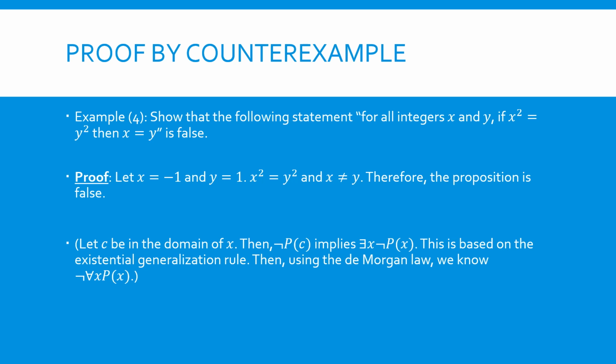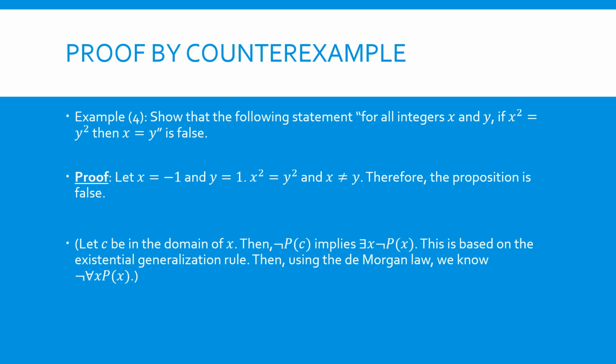Note that the proposition is a universal statement, which says that all elements in the domain should satisfy the proposition. To disprove it, we only need to provide an element from the domain and show that it does not make the proposition true. In this example, the domain of x and y are integers. Therefore, using this proof by counterexample, we'll let x be -1 and y be 1, which makes the proposition false.